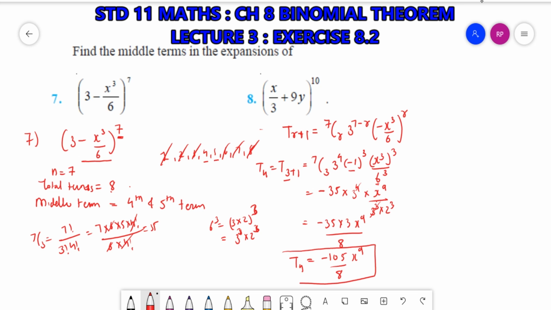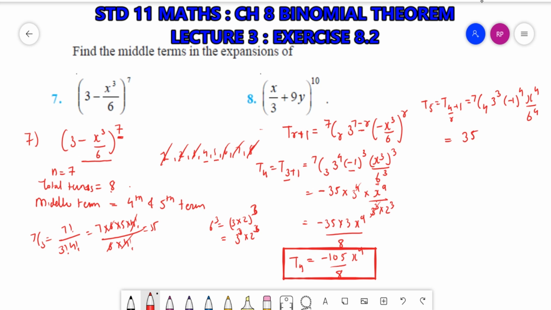This is one of the middle terms. And for the fifth term, I need to take this as 4 plus 1. So r is equal to 4. So 7C4, then 3 raised to 7 minus 4, that will be 3, minus x, so minus 1 raised to r, that is minus 1 raised to 4, x raised to 4 upon 6 raised to 4. 7C4 will be equal to 7C3 because 7 minus 4 is 3. So that is 35.